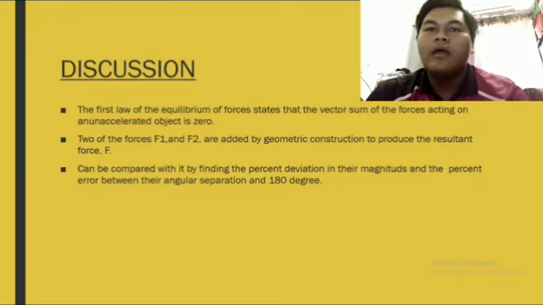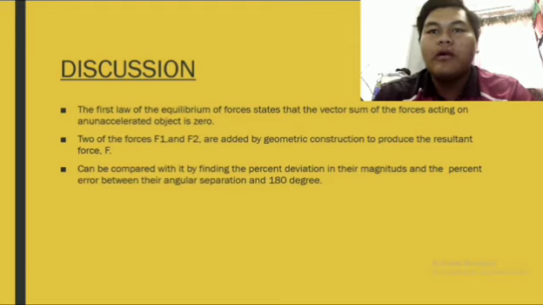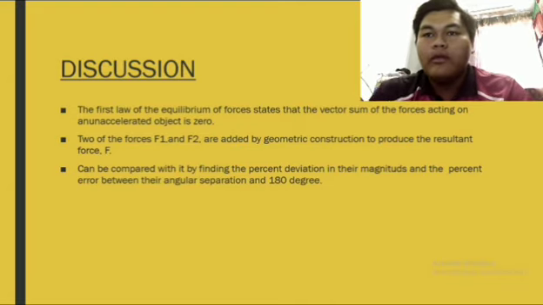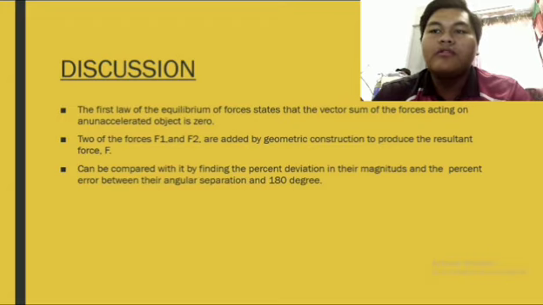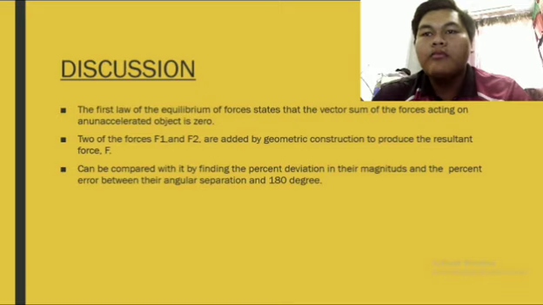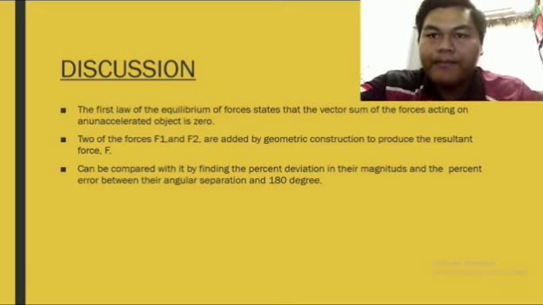Okay, the discussion. The first law of equilibrium of force states that the vector sum of the forces acting on an unaccelerated object is 0. Two of the forces, F1 and F2, are added by geometric construction to produce the resultant force F. It can be compared with F3 by finding the percent deviation in their magnitude and the percent error between their angular separation and 180 degrees. Thank you.